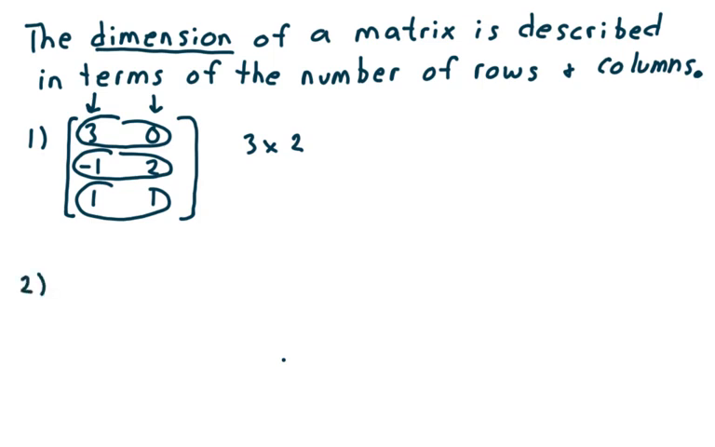Number 2. So suppose we have the matrix 4, negative 1, 0, 2. If you notice, there are 2 rows and 2 columns. And so this is a 2 by 2 matrix. 2 rows, 2 columns.